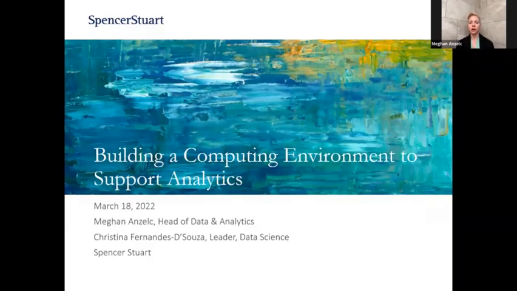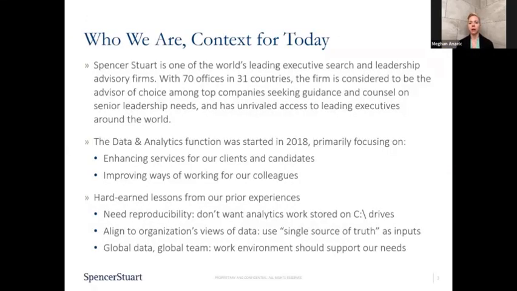So we're going to be sharing our experiences building a computing environment for our analytics team at Stuart, including some of the lessons learned and some aspects about computing environments you may want to consider for your own situation. So a bit about us and the firm that we work for. Stuart is an executive search and leadership advisory firm. The executive search side is effectively operating as recruiters or headhunters for very senior C-level roles. We operate globally across a range of industries and functions and provide a diverse set of product offerings to clients.